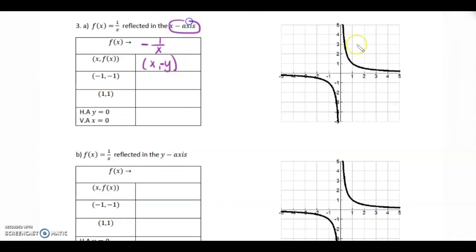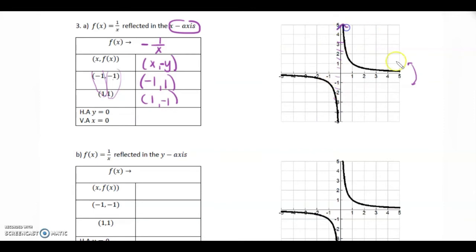Okay, so this is a reflection of the x-axis. It's going to affect these numbers right here. So the -1 and 1 stays the same, and then the y's negate. So we have 1 and -1. This is the function negative 1 over x.